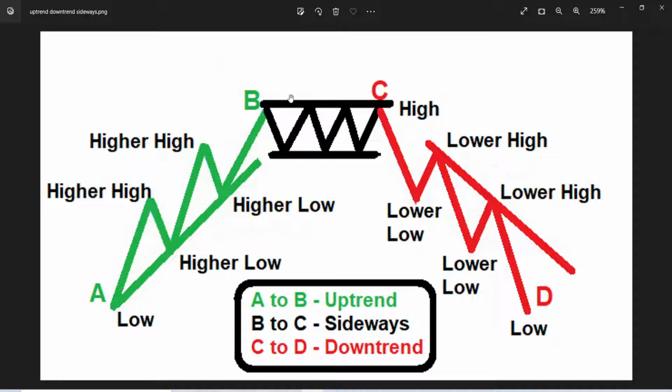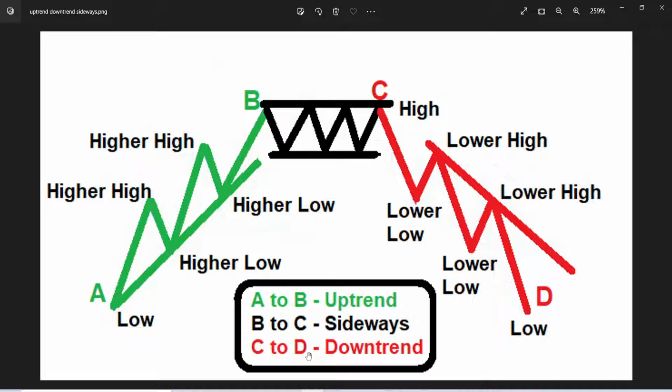In sideways, the price would be moving in the same range for a longer period. It could be days or years. And in downtrend, whatever we are seeing in uptrend will be the reverse. Price will continuously make a lower low with a lower high in between. So this is how the structure of any trend would be.